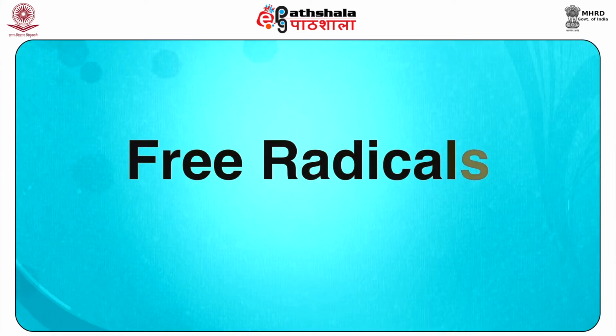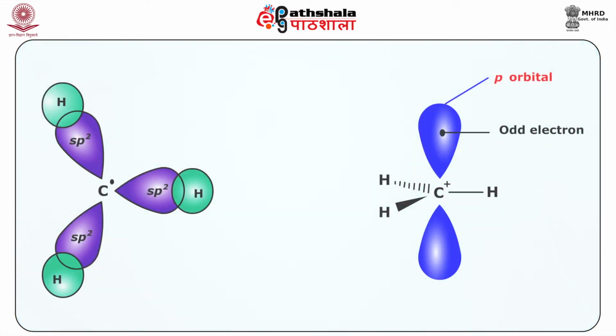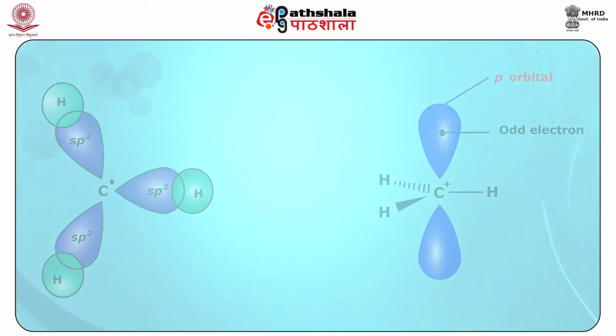Now, let us come to the third type of intermediates, free radicals. Free radicals are sp2 hybridized, planar and neutral species with an odd electron in a perpendicular p orbital. As with carbocations and carbanions, simple alkyl radicals are very reactive and are usually transient species. In this figure you can see the structure and hybridization of a free radical.